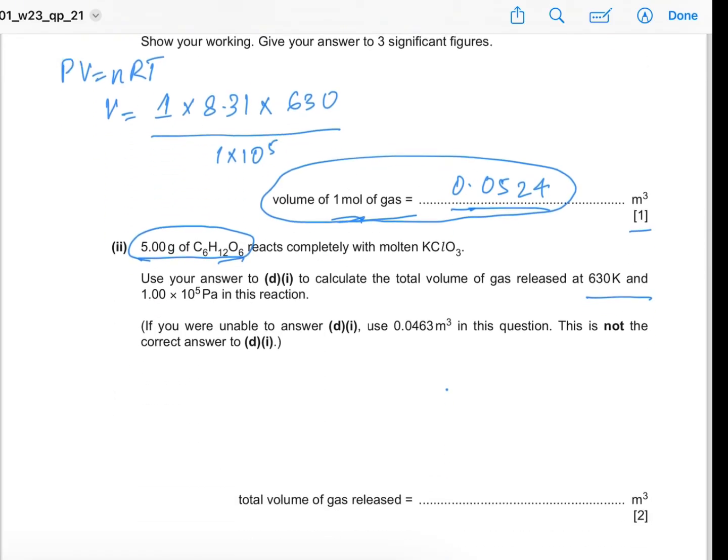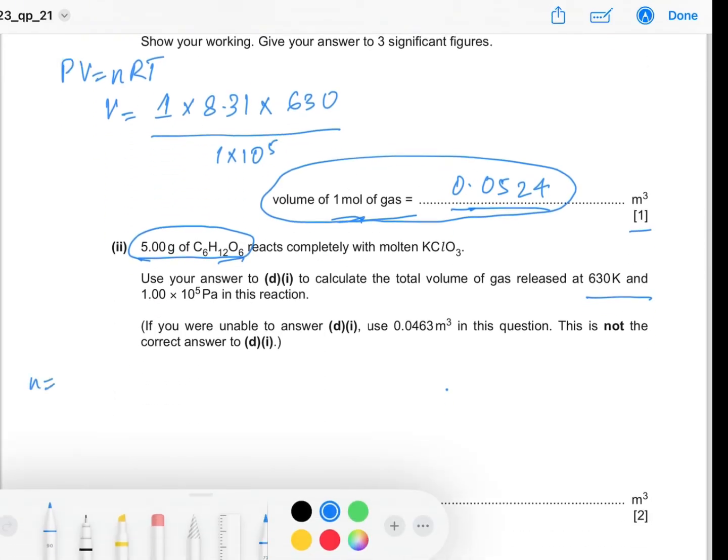Right, so the number of moles is equal to mass divided by molar mass, or molecular mass in this case. So the molecular mass of glucose would be 6 times 12 plus 6 times 16, which is 180. So the number of moles of glucose is equal to 0.0778 moles.